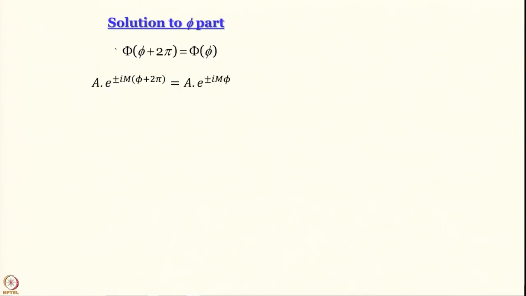Now, if capital phi at phi plus 2 pi is equal to capital phi at phi, then we can write A multiplied by e to the power plus minus I m (phi plus 2 pi) is equal to A multiplied by e to the power plus minus I m phi, right. So, what is the solution? First solution one might think is e to the power plus minus I m phi multiplied by e to the power plus minus I m 2 pi is equal to e to the power plus minus I m phi. The e to the power I m phi terms cancel, you are left with e to the power I m 2 pi is equal to 1.